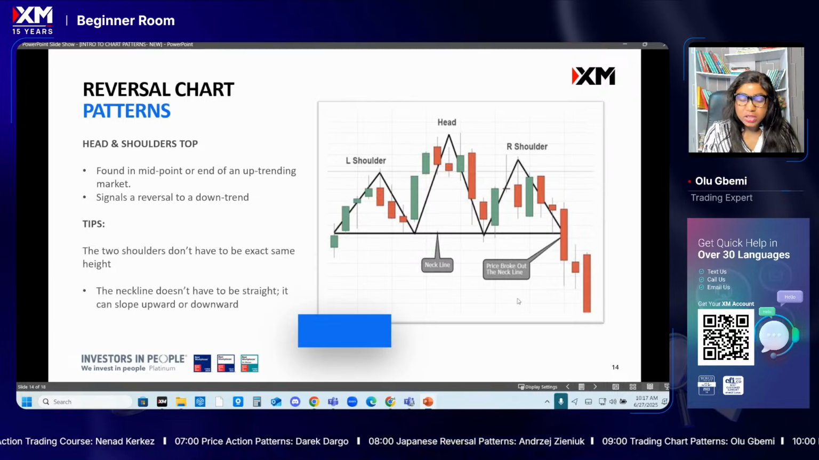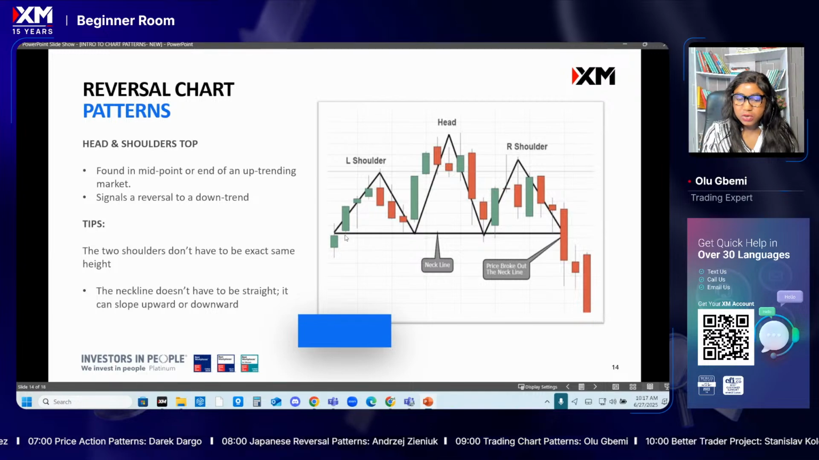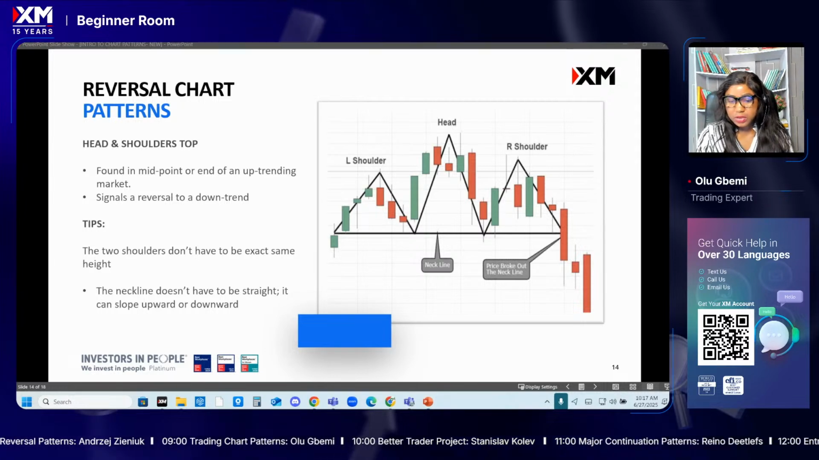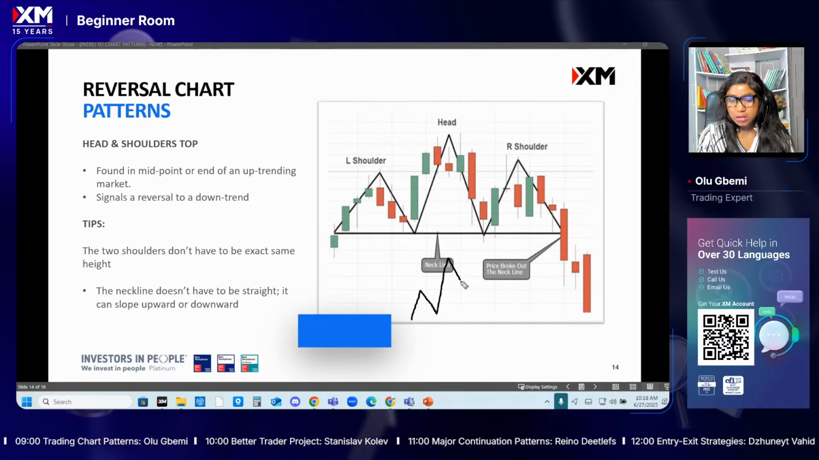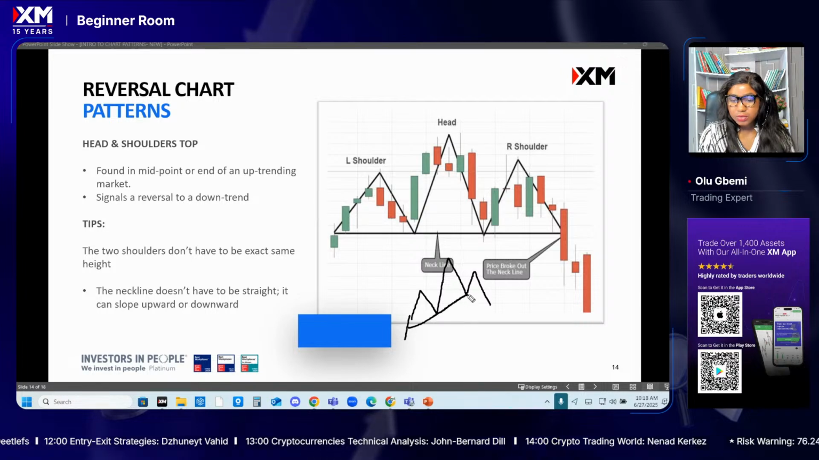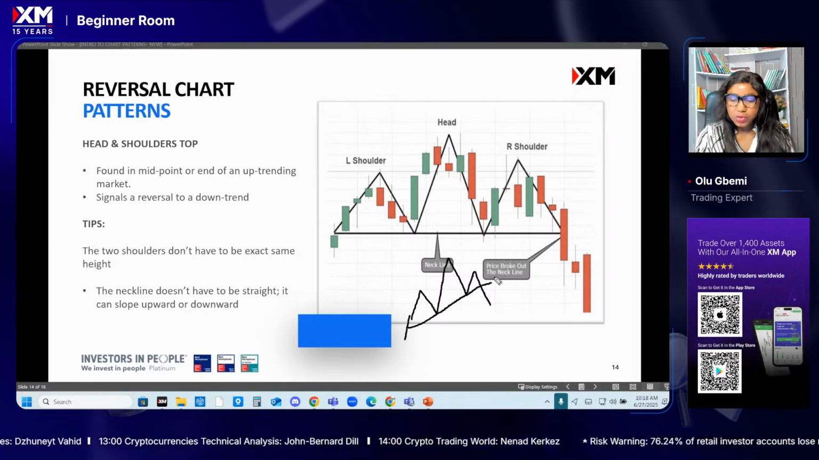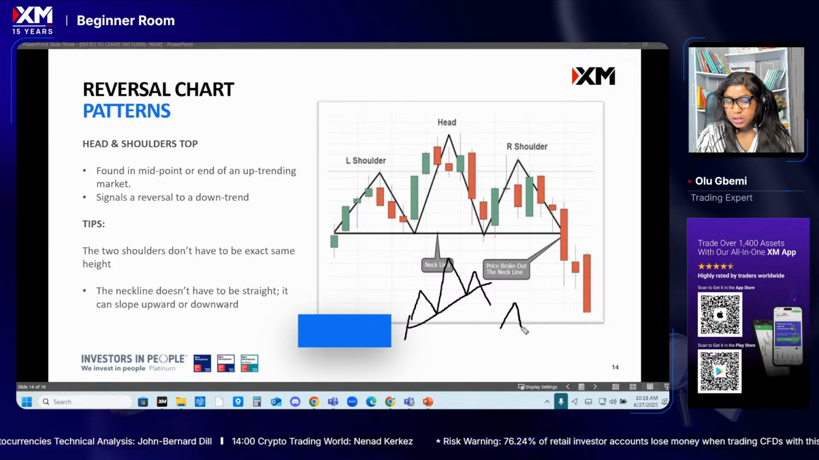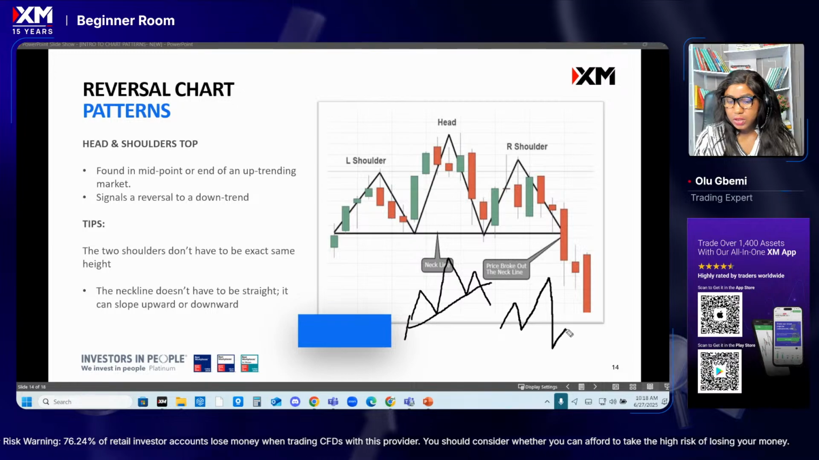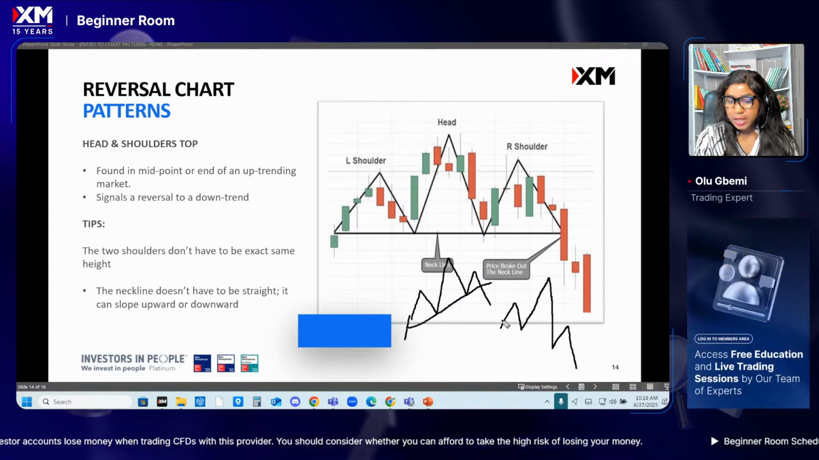The neckline doesn't have to be straight. So in this case, we have a straight horizontal neckline. But there are times that the necklines will be slanted. So we can have this kind of market where the second low doesn't necessarily get to where the initial low had been. And in that case, the neckline will have to be slanted like this to the upside. We may also have head and shoulders that will look like this, where the next low is lower than the low before. And in that case, our neckline will be slanted to the downside.